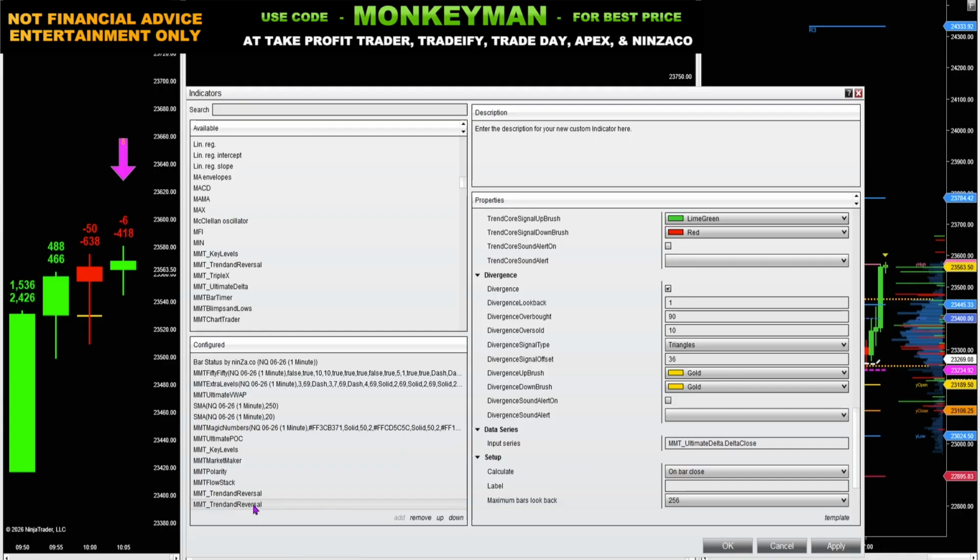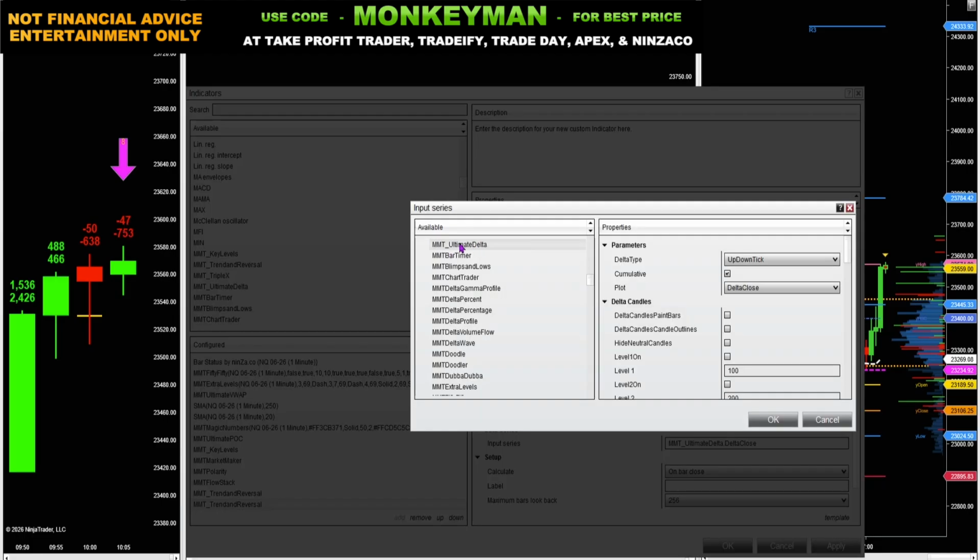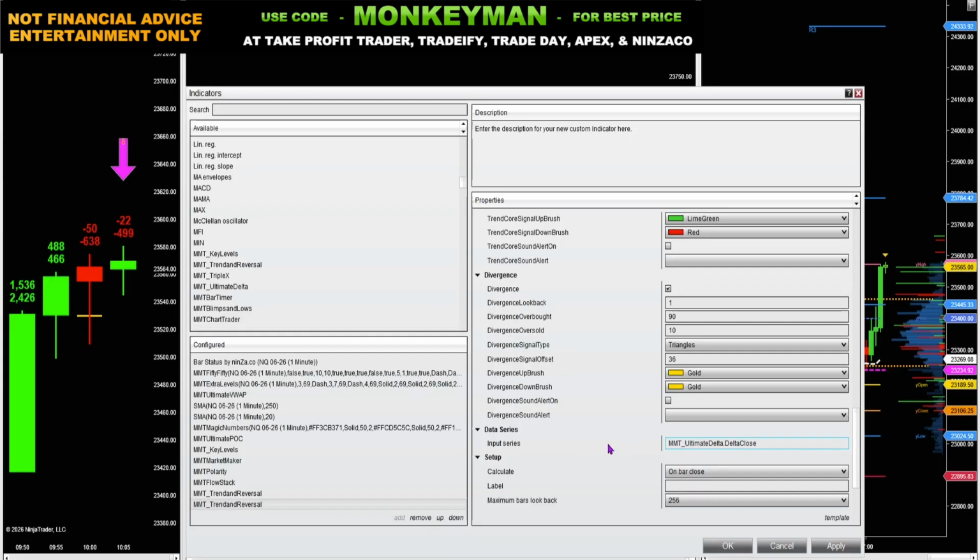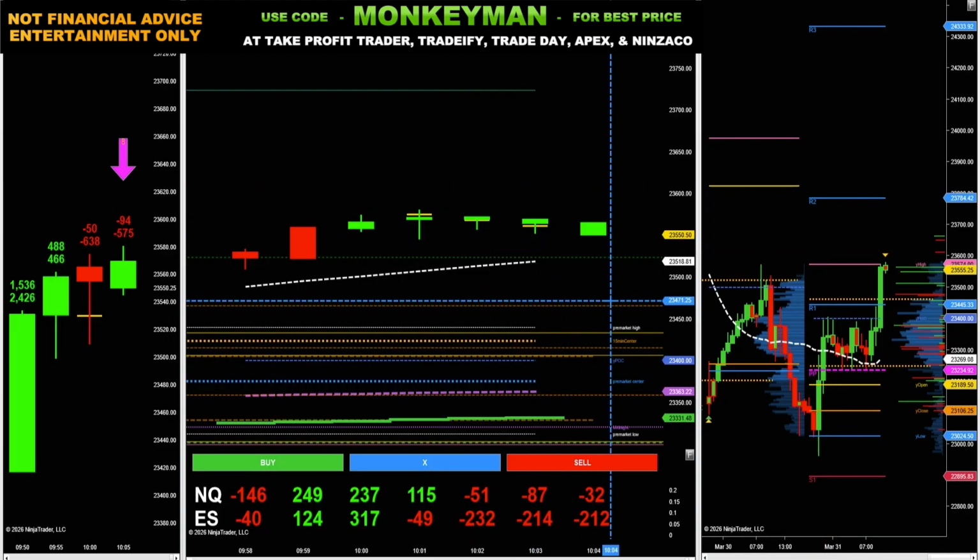So the second instance of the MMT trend and reversal, same settings, different colors for the divergence so I can tell them apart, different offsets so they're not right on top of each other. This has an input series of the MMT ultimate delta in cumulative mode, and the plot is the delta close. So I'm measuring the divergence of the cumulative delta. So those are the settings for the 1 minute chart.